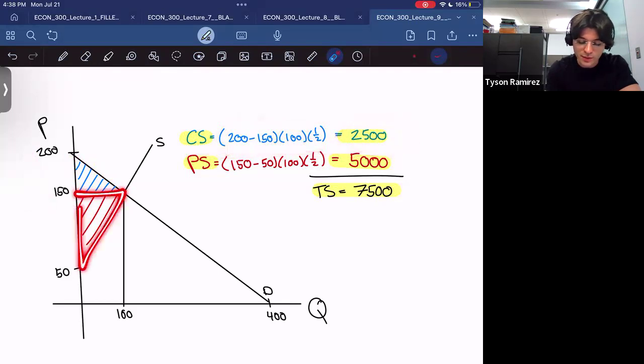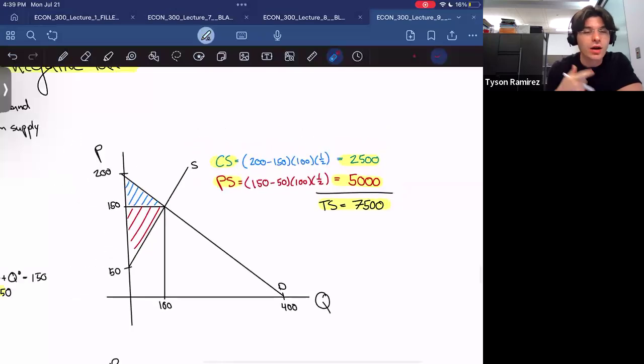If you do the exact same steps, you'll find that producer surplus is equal to 5,000. So our baseline is that total surplus is equal to 7,500. That part was easy, and you should have gotten that far on your own. But now, how do we think about the subsidy in this setup?